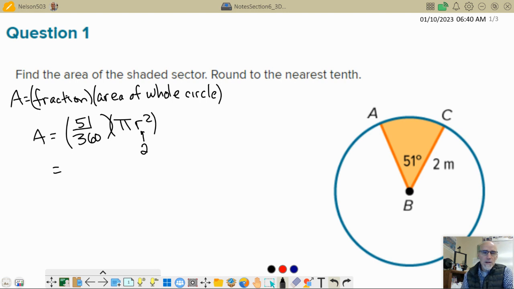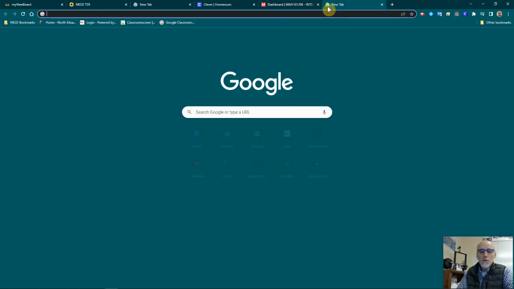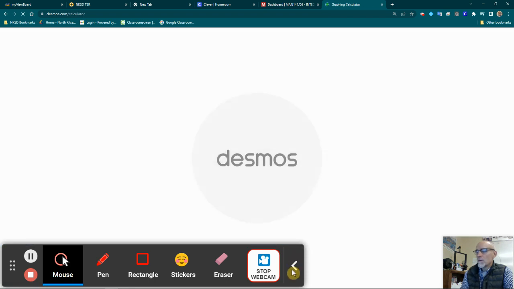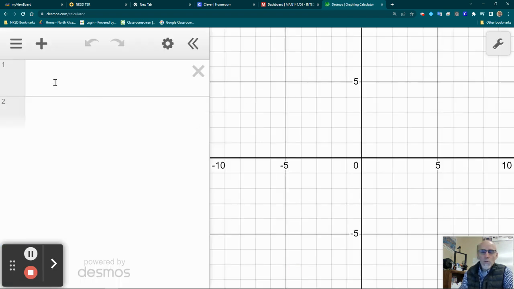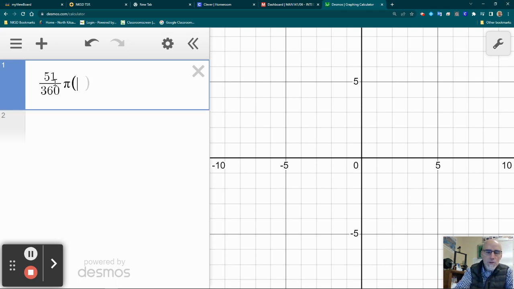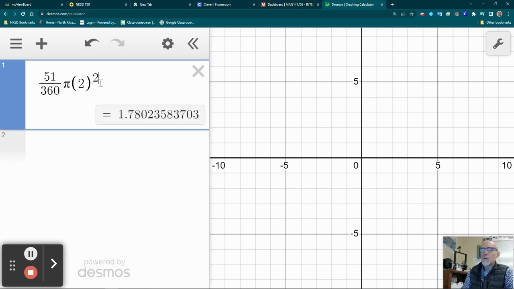Let's get over to Desmos and stick some things into the calculator. Sorry, I probably should have had this open. What did we have? We had 51 out of 360, times pi. I think the radius was 2, and it would have been quicker to just type in 4 because I know 2 squared is 4. My answer should come out to 1.8 if you round to the nearest tenth, or 1.78 if you round to the nearest hundredth.